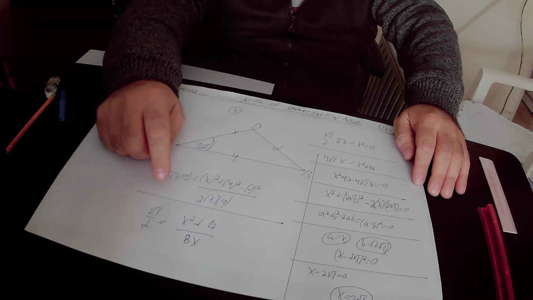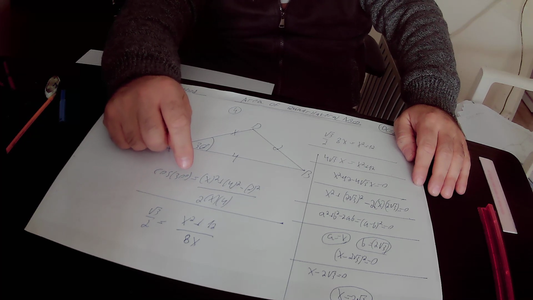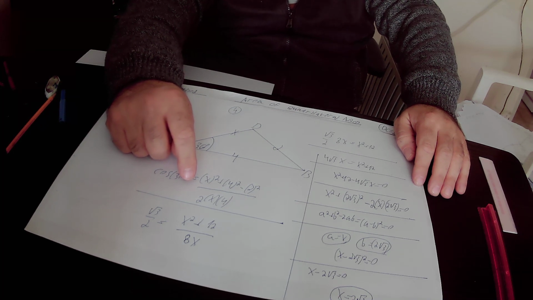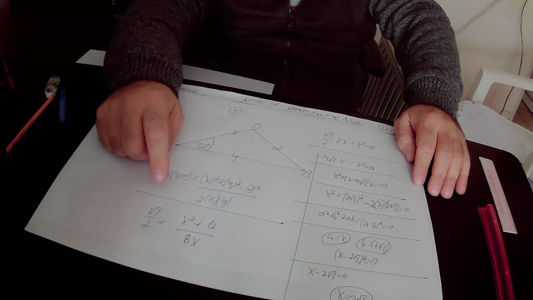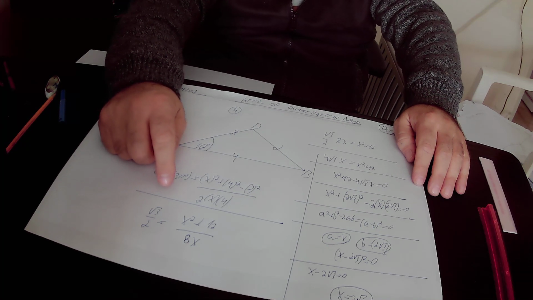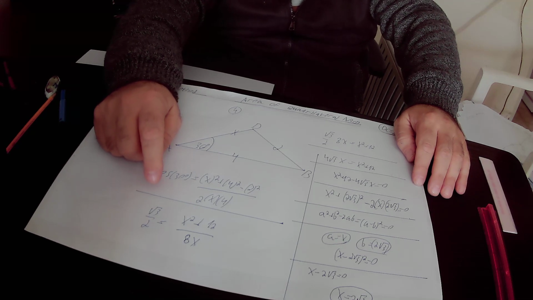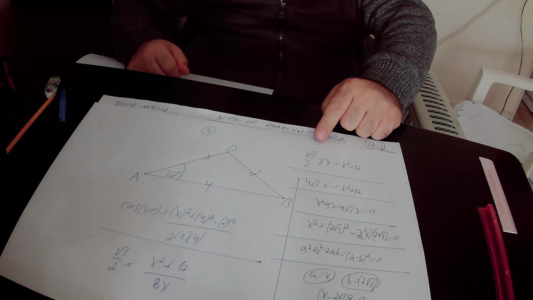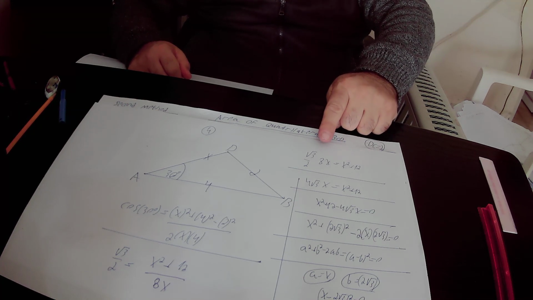So in the numerator we have x squared plus 12. And in the denominator we have 2 times 4 is 8, and 8 times x is 8x. So in conclusion, the square root of 3 over 2 equals x squared plus 12 over 8x. We multiplied this equation by 8x and we got that square root of 3 over 2 times 8x equals x squared plus 12. 8 over 2 is 4.